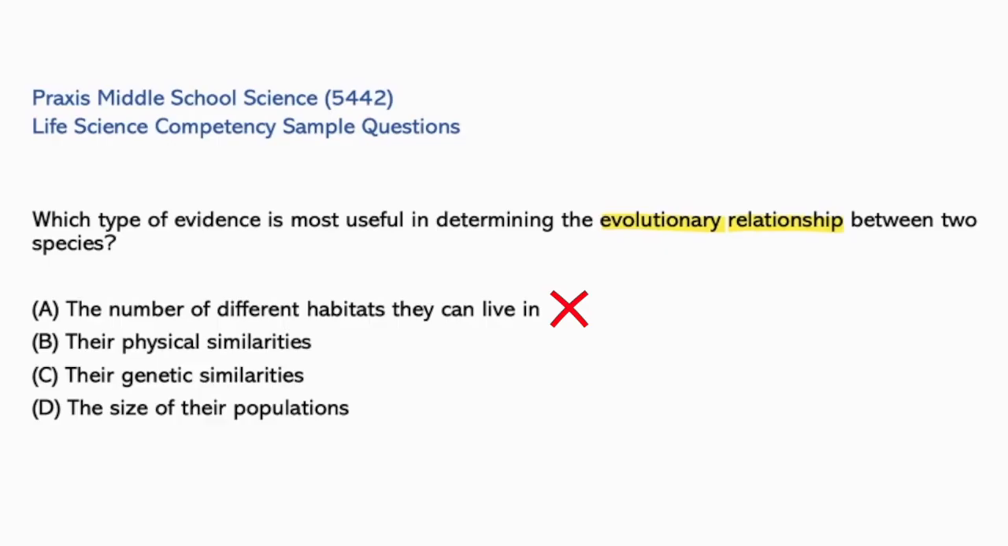A is incorrect. Habitat range reflects adaptability. B is incorrect. Physical traits can be misleading due to convergent evolution, where unrelated species develop similar features because they live in similar environments. D is incorrect. Population size has no direct connection to ancestry or evolutionary relationships. The correct answer is C. While physical similarities can be indicative of a common ancestry, they can also be the result of convergent evolution, where unrelated species develop similar characteristics due to similar environmental pressures.